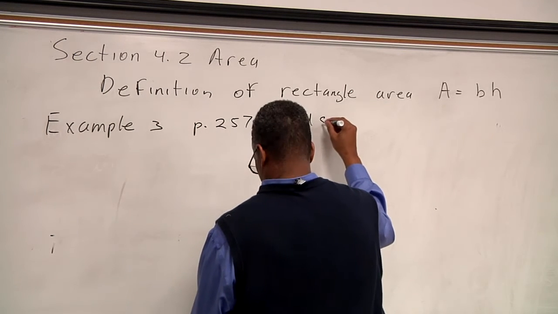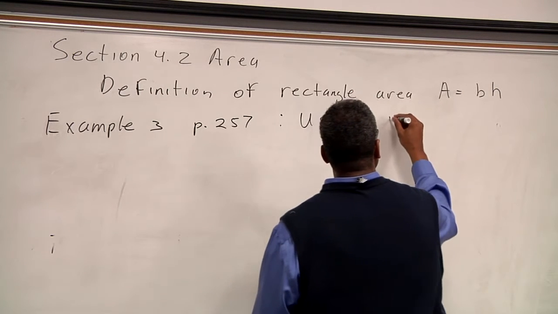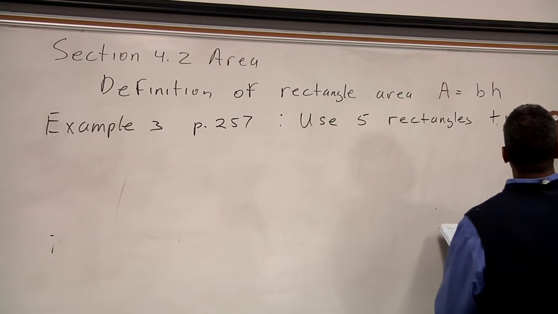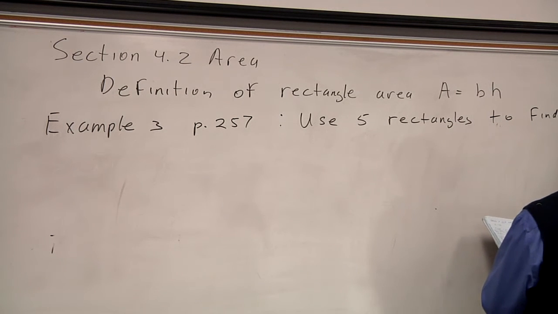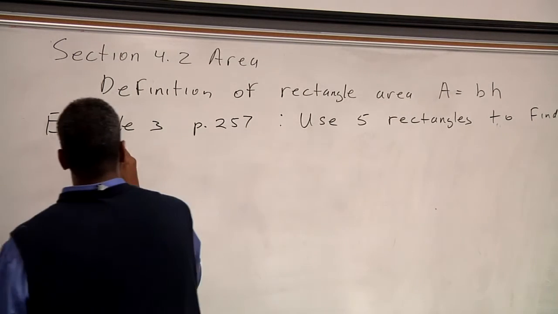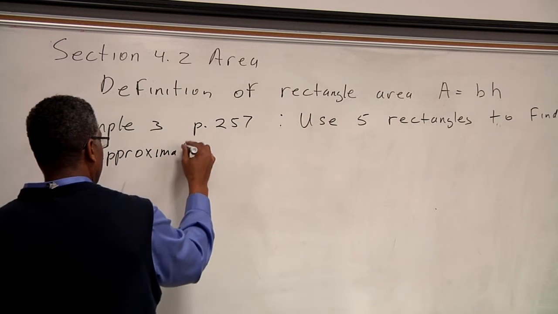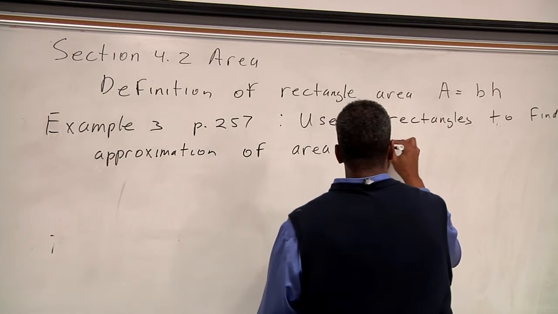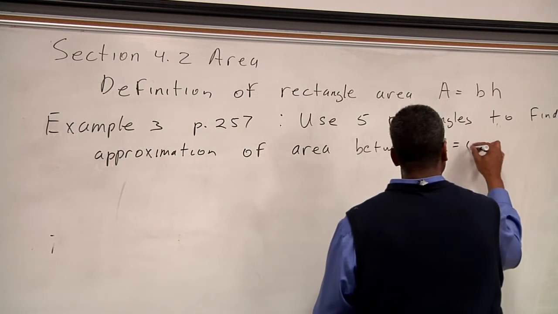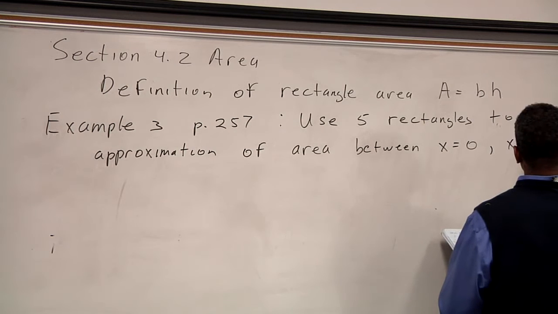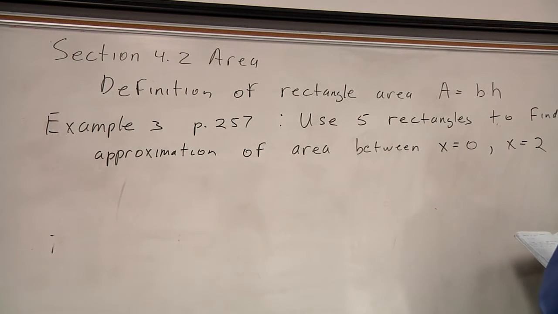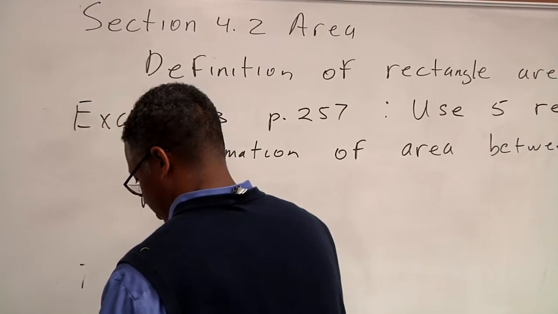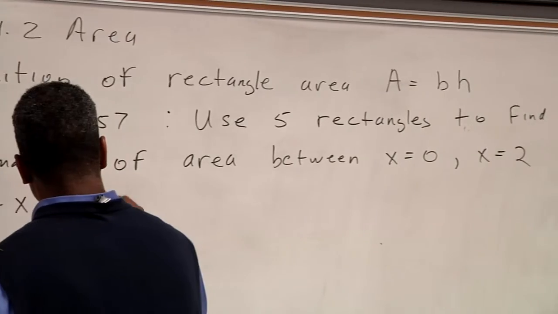We want to use 5 rectangles to find the approximation of area between x equals 0, x equals 2, and under the curve f of x equals minus x squared plus 5.